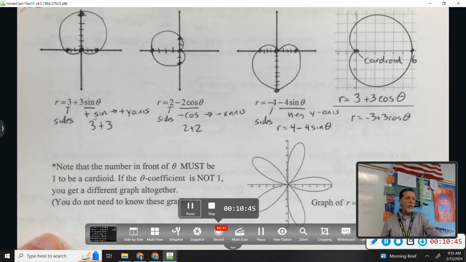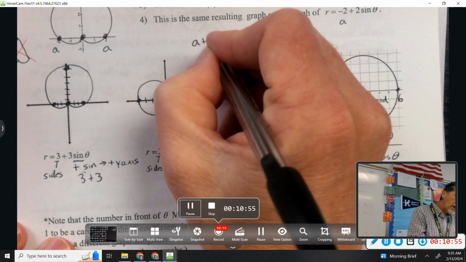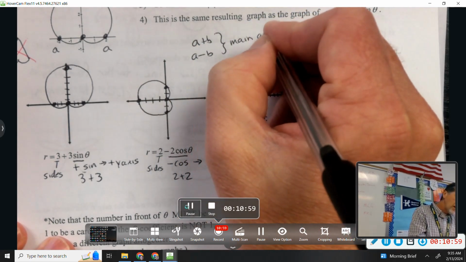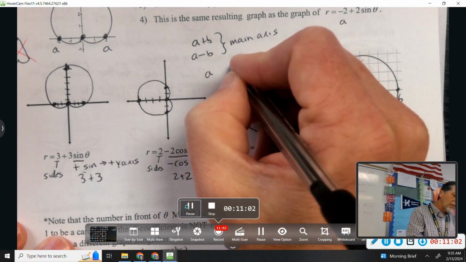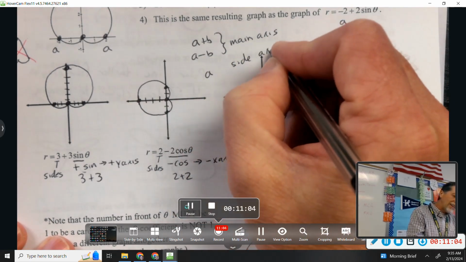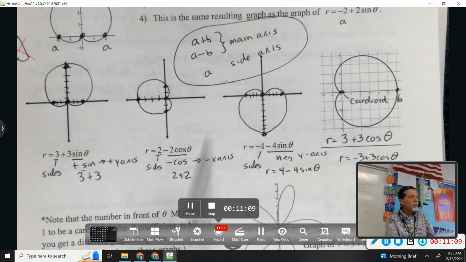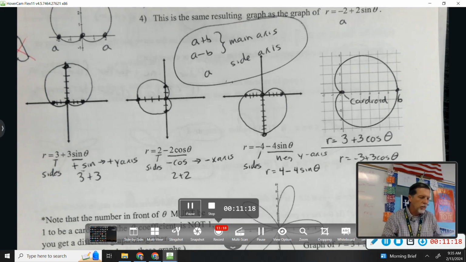Okay, so a plus b and a minus b for the main axis, and then just a on the side axes. Put that down somewhere. A plus b, a minus b for the main axis, and then just a for the side axis. That will hold true when we get to limaçons. So try to teach it in a way that works for everything. That way there's less to like memorize or learn.